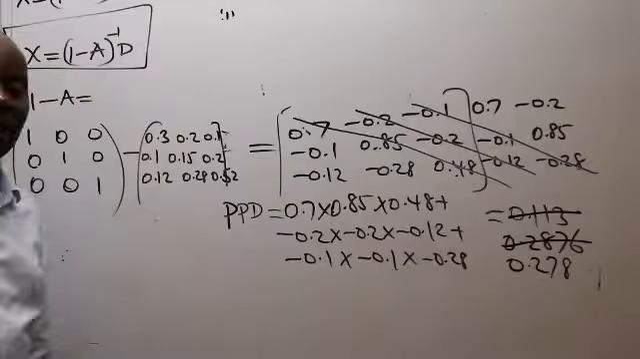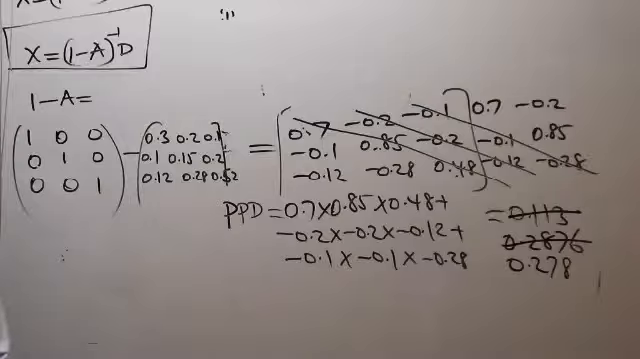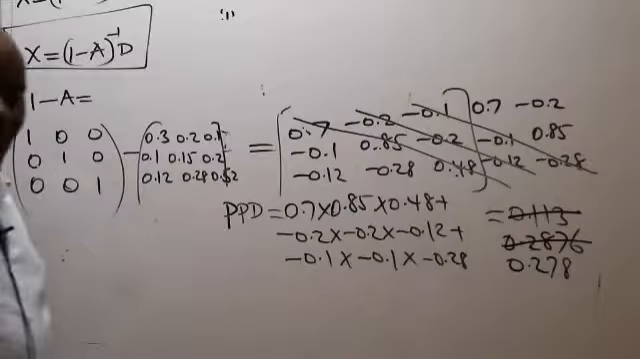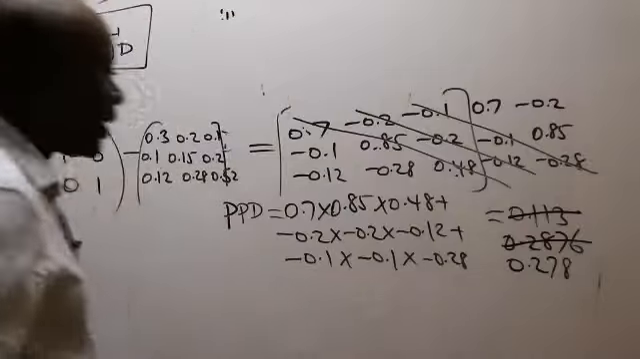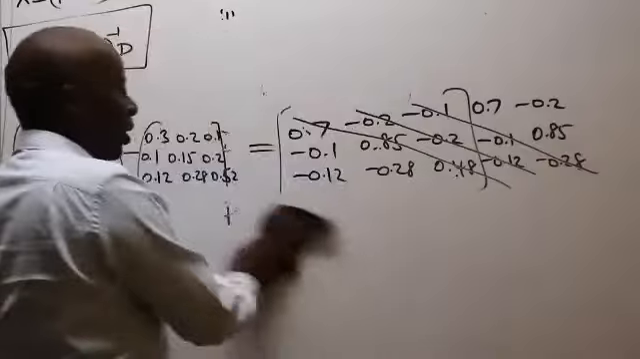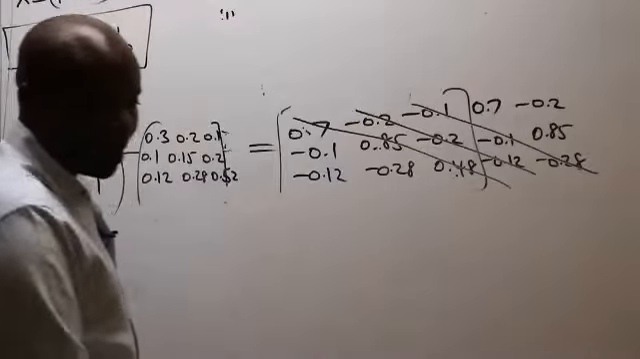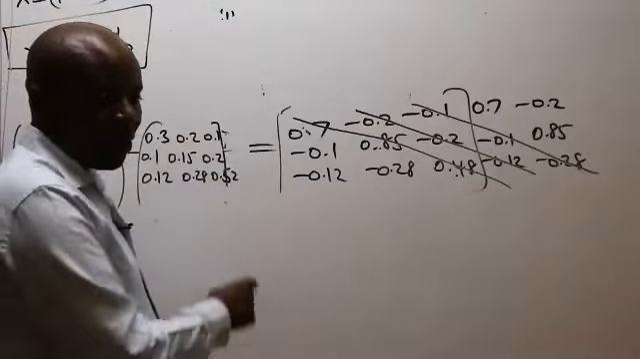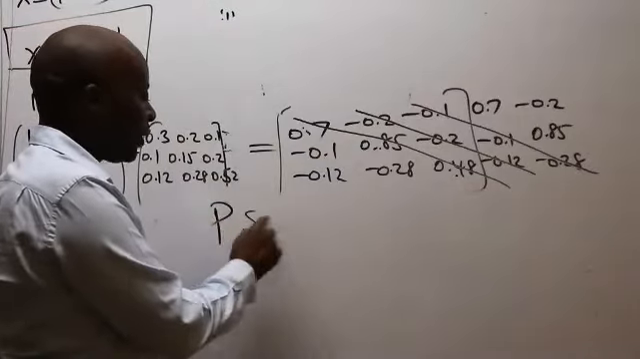The other students, are they able to get that? 0.278. From there, we go straight away to PSD, product of secondary diagonal. Product of secondary diagonal, what do we have?